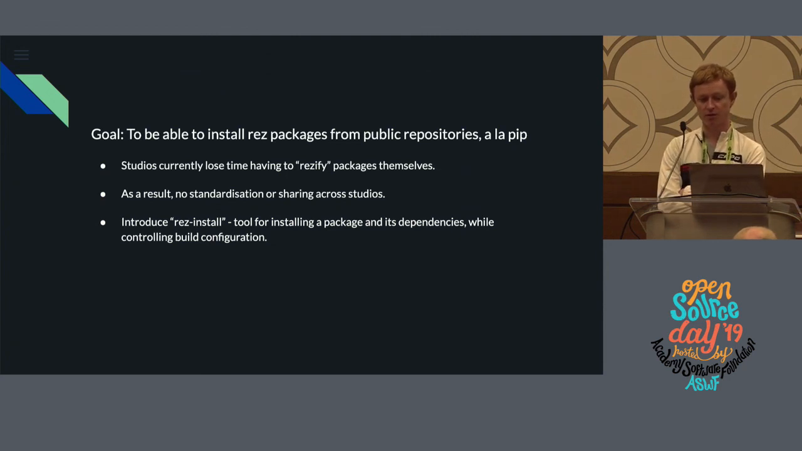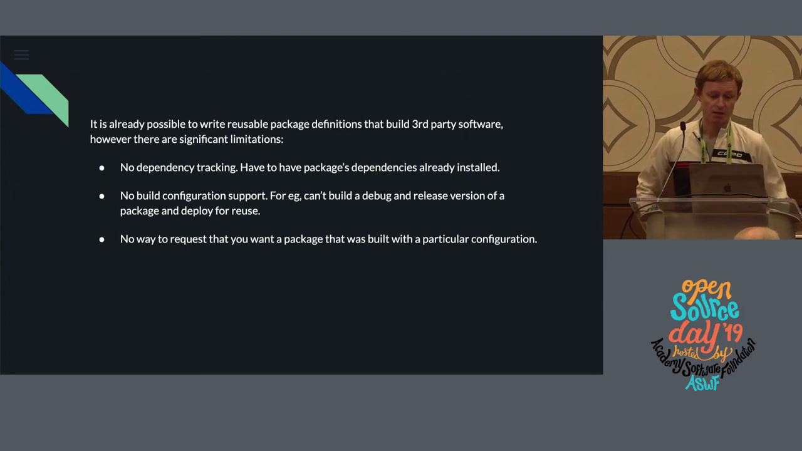And so we're going to introduce a new tool called rez-install, and that will install the package and its dependencies, and also give you control over the build configurations as well. I'm going to show you how that is theoretically going to work. So you can already write reusable package definitions that build third-party software to an extent. It's helped a lot by the fact that package definition files right now are quite programmatic. You have early and late bound requirements, early and late bound attributes that allow you to define something like the requires section of a package as a function, and that's very, very useful. But we need to build on that.